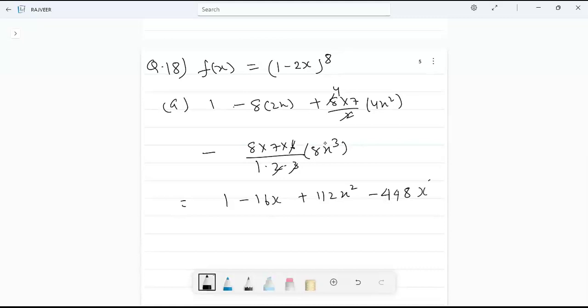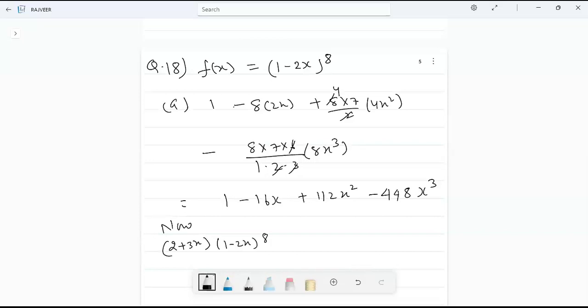x cube. So these are the four terms of the expansion. Hence, determine, in ascending order of powers of x, the first four terms in the expansion of 2 plus 3x into (1 minus 2x) whole to the power 8.